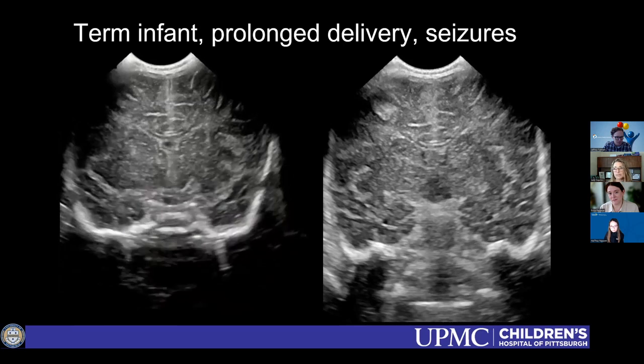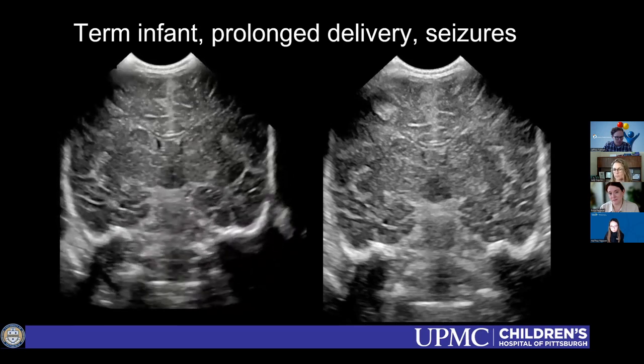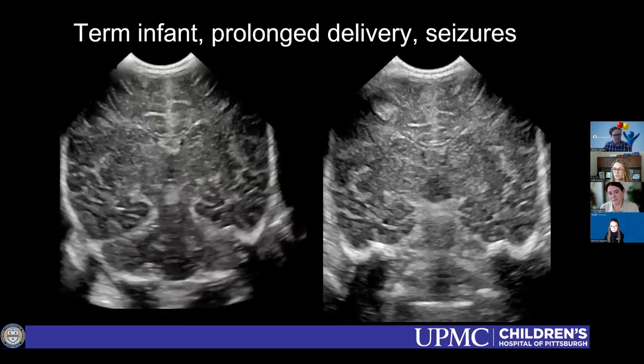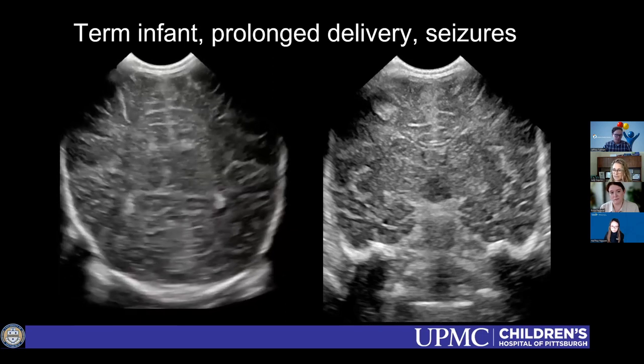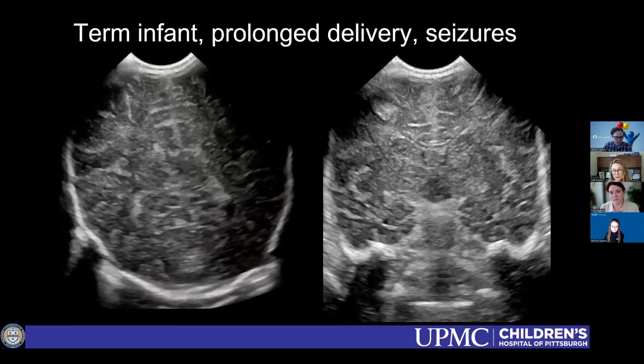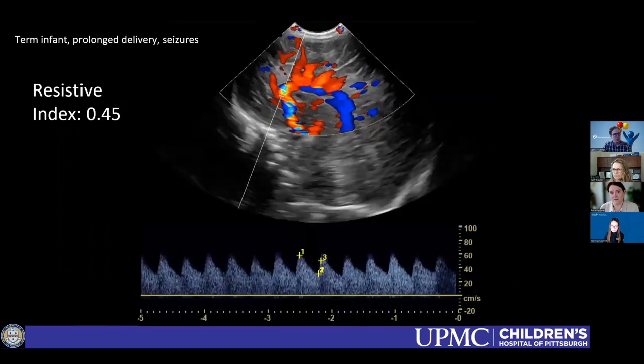Compare basically all of our white matter and gray matter to the choroid plexus once we get to the posterior aspect here. And everything is just about as bright as the choroid plexus, almost. So this is a normal for comparison. And this was the anterior cerebral artery resistive index, and this was low.